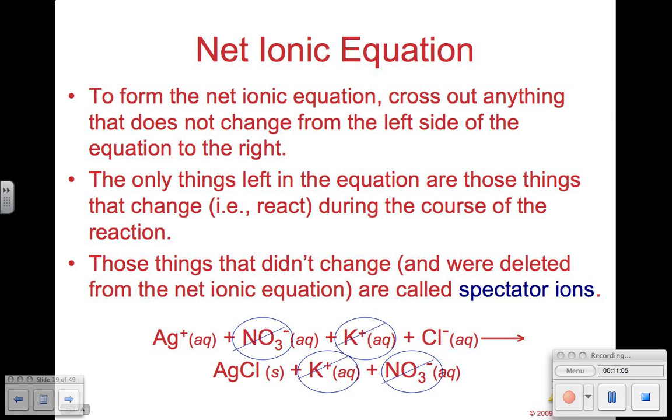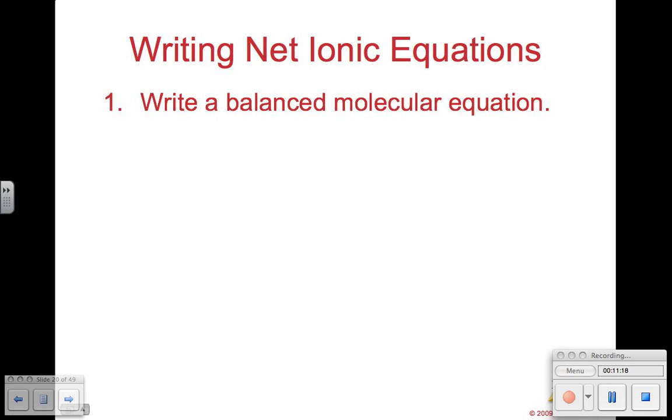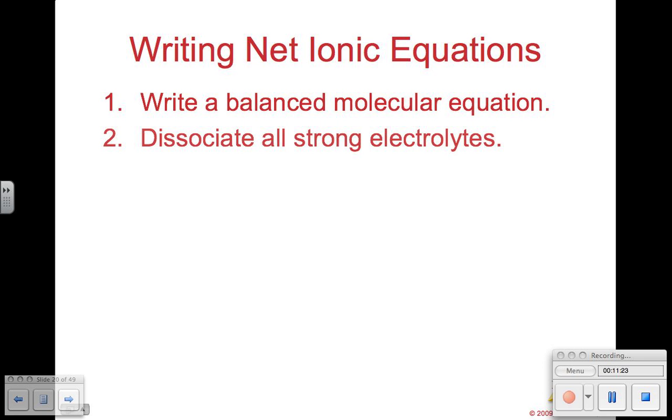All right, so those ions that we canceled out, we call those spectator ions, because really from the beginning to the end of the reaction, even though they're present in the beaker or in the reaction vial, they aren't doing anything. They're just kind of floating around, doing nothing. We call them spectator ions for that.